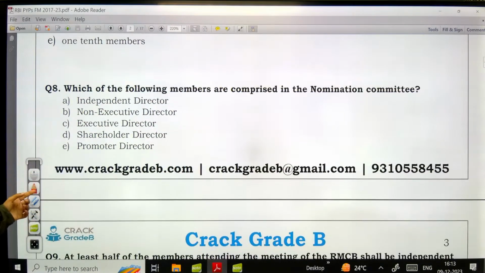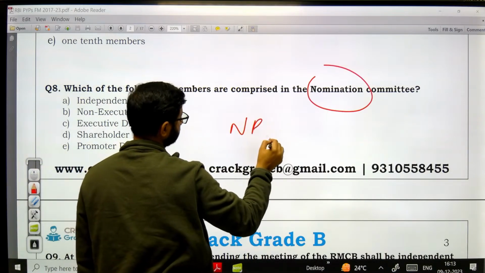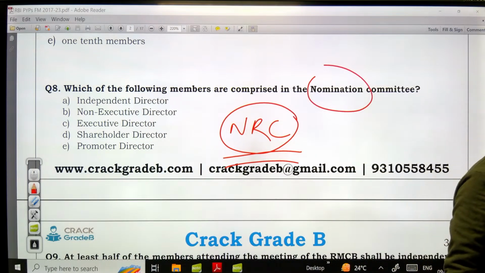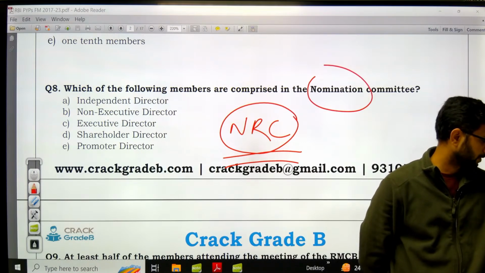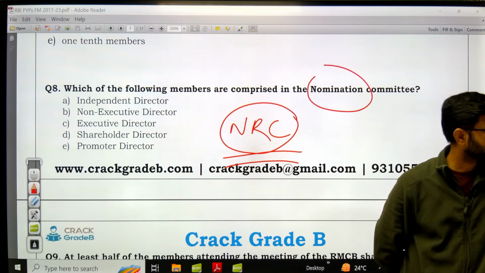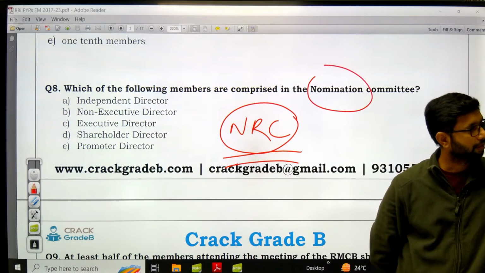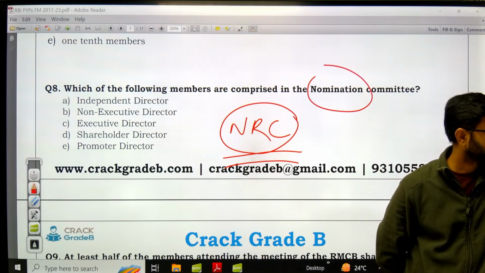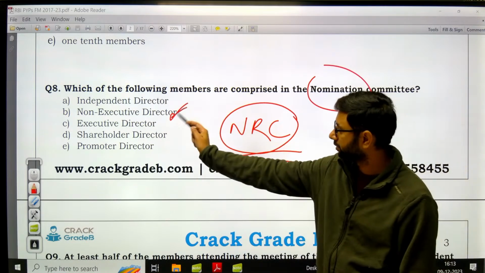Next is, which of the following members are comprised in the nomination committee, which is the nomination and remuneration committee? Anyone? If you want to skip it, mention it. Otherwise, try to attempt this question. The correct answer is non-executive directors.